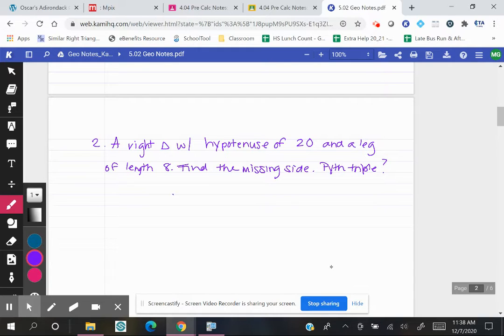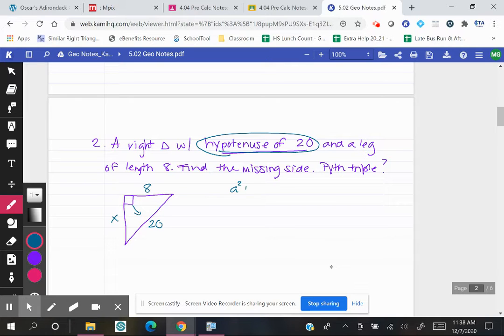So let's draw our picture. So maybe we'll make it look like this time. So here's our right angle. It says the hypotenuse has a length of 20. So again, that's across from the right angle. So I'm going to label that 20, and a leg that's 8. It does not matter which leg you put it as. It just has to be one of the legs. And let's call this side x.